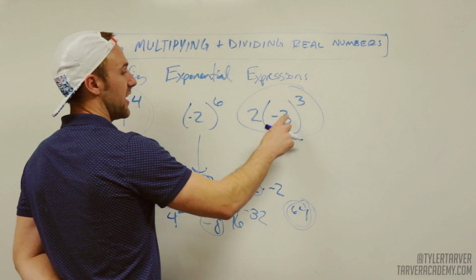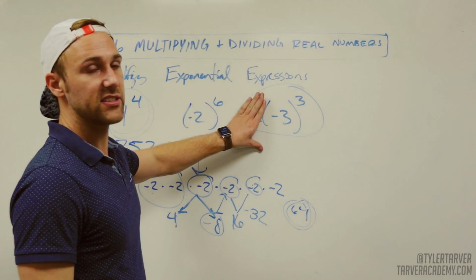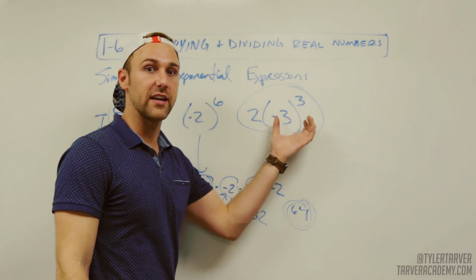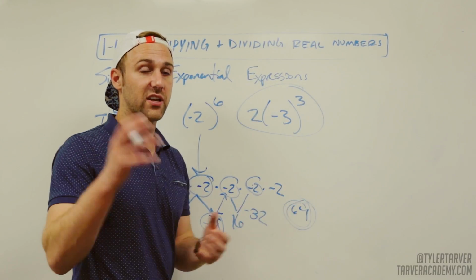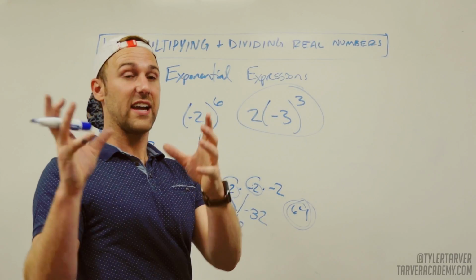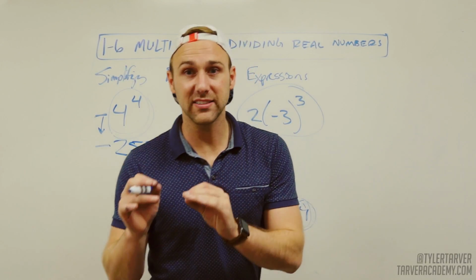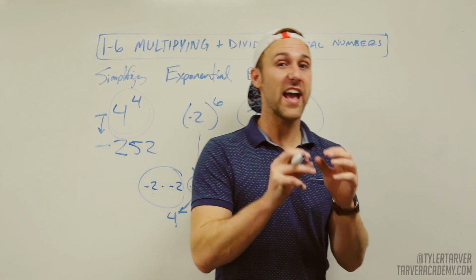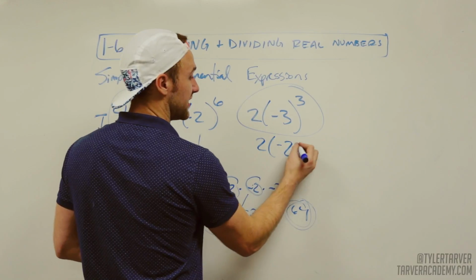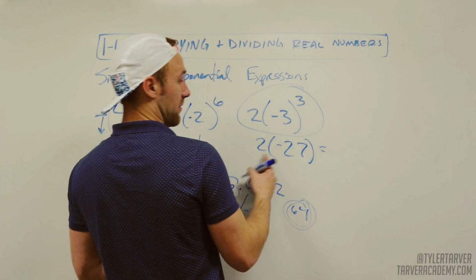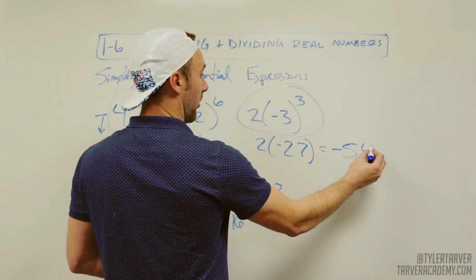Now, 2 times negative 3 to the third, or cubed. Again, the exponent does not count that 2. It will count the negative because it's in there. Since that's an odd number, you're going to end up with a negative number because it flips back and forth, and it's going to stay negative. So negative 3 times negative 3 is positive 9, times another negative 3, which is negative 27. So 2 times negative 27 equals another negative, because a positive times a negative is a negative, which is negative 54.